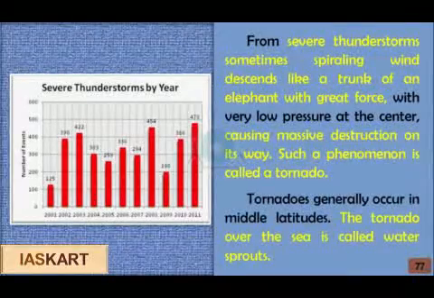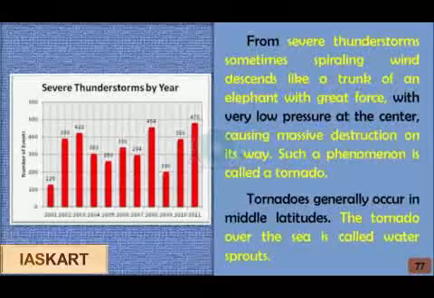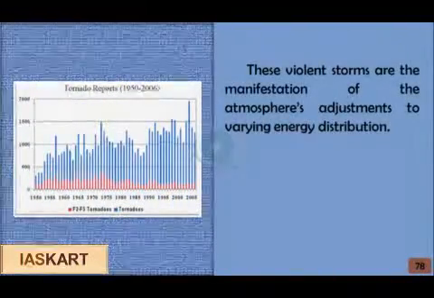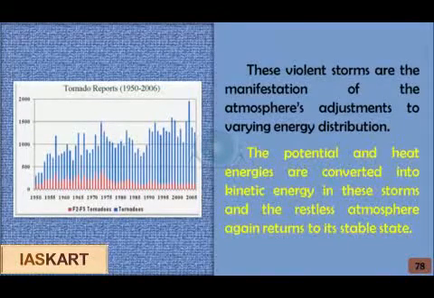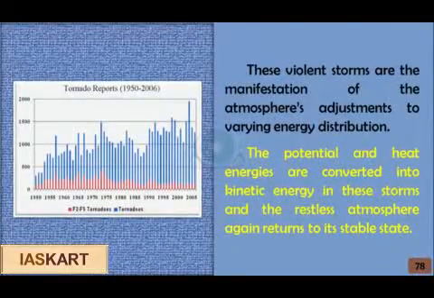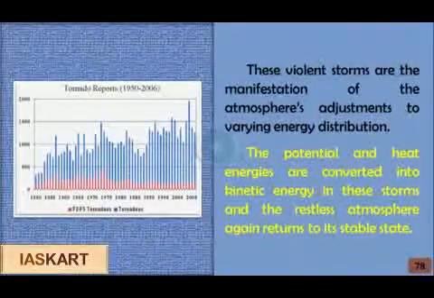Tornadoes generally occur in middle latitudes. The tornado over the sea is called waterspouts. These violent storms are the manifestation of the atmosphere's adjustments to varying energy distribution. The potential and heat energies are converted into kinetic energy in these storms, and the restless atmosphere again returns to its stable state.